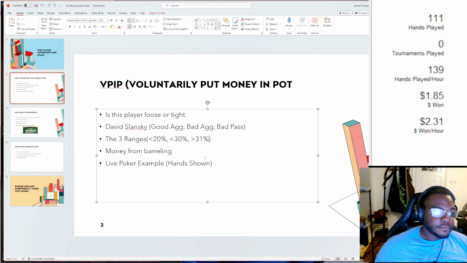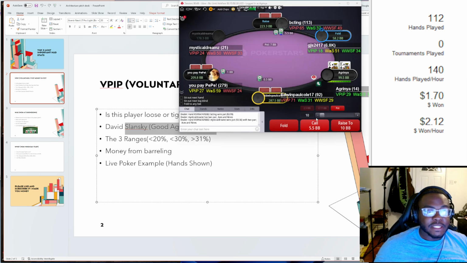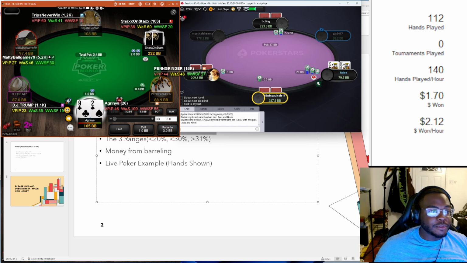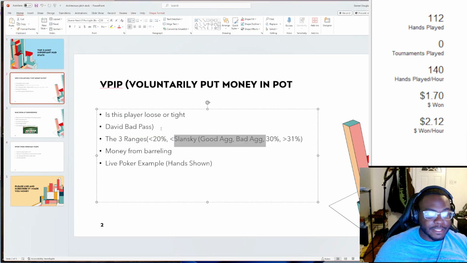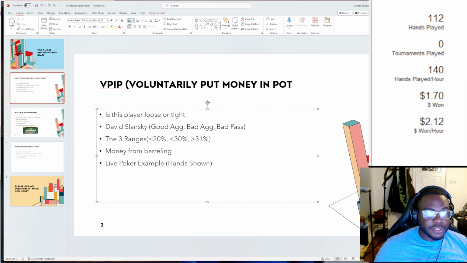Okay? And that's how we do VPIP, and that's how we make money from it. Barrel your opponent. It helps us classify if our opponent is loose or tight. And if they're loose or tight, we're able to discover if they're good aggressive, bad aggressive, or just bad passive.